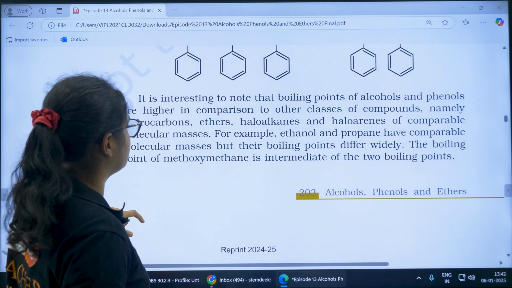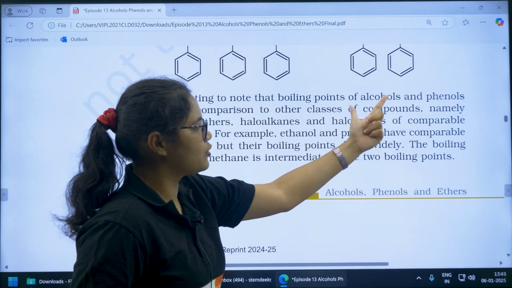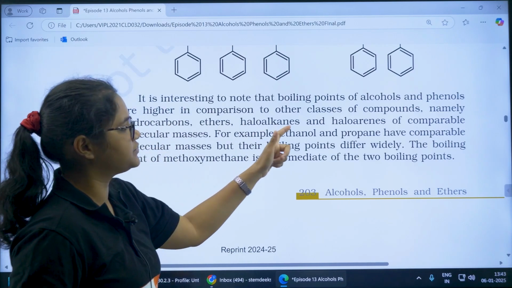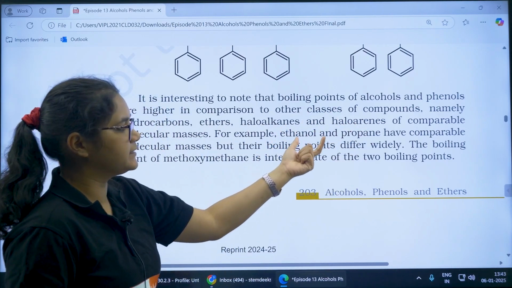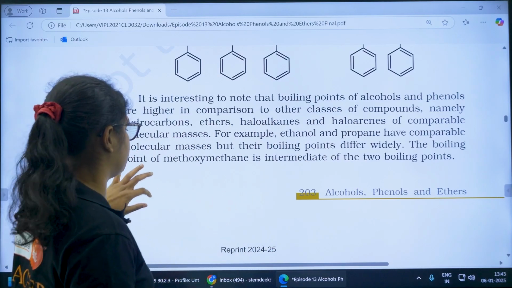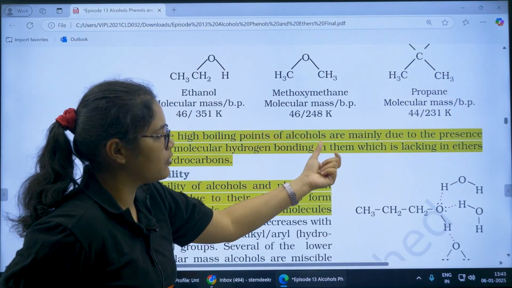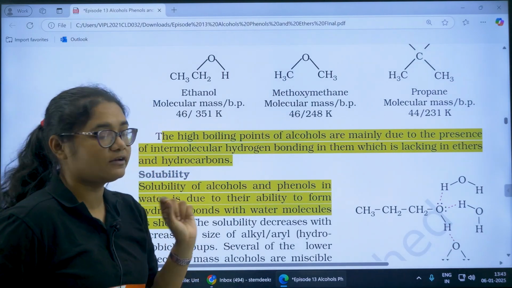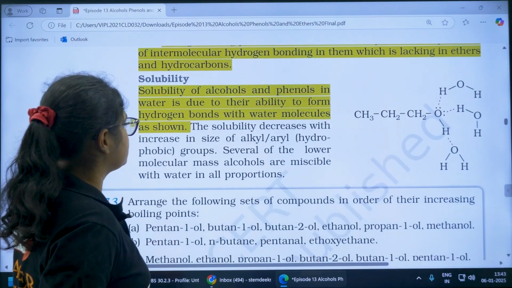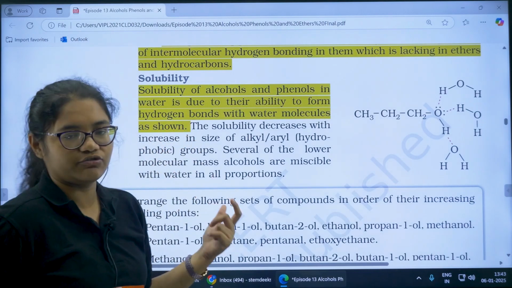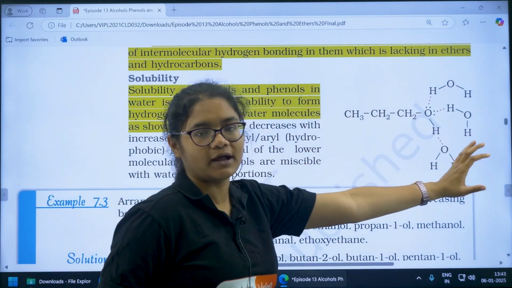Next, a question may be this one: why are the boiling points of alcohols and phenols higher in comparison to other classes of compounds like hydrocarbons, ethers, haloalkanes and haloarenes? This is definitely because of hydrogen bonding. You can see here the high boiling point of alcohols is mainly due to the presence of intermolecular hydrogen bonding. Next, solubility. Solubility is also due to hydrogen bonding with water as shown. So you should know this diagram, how to show the hydrogen bonding.